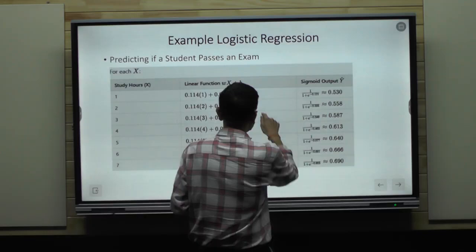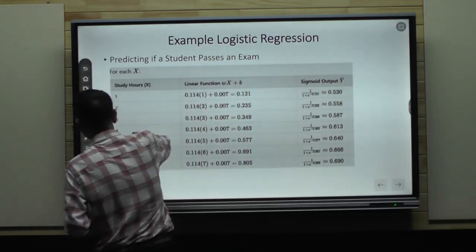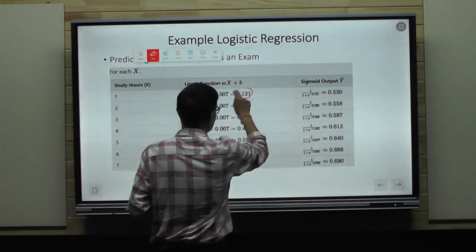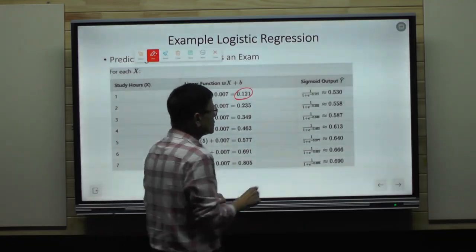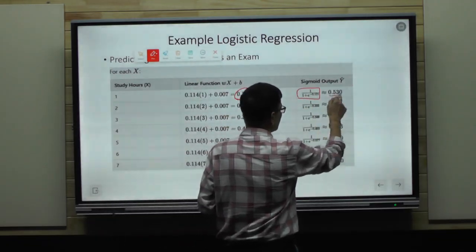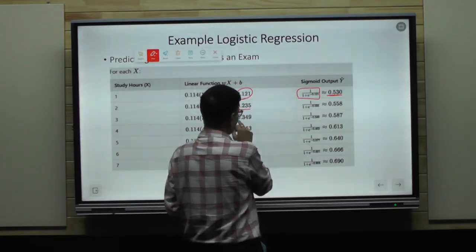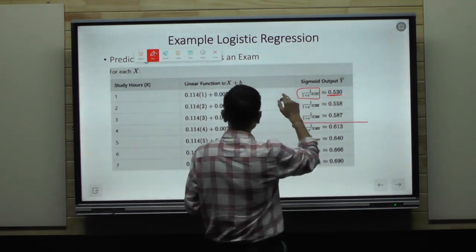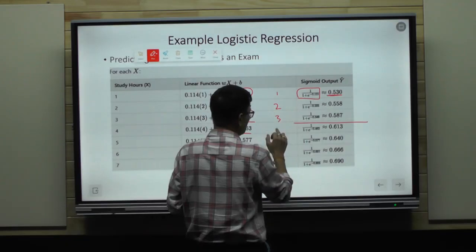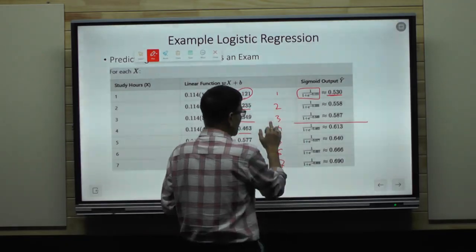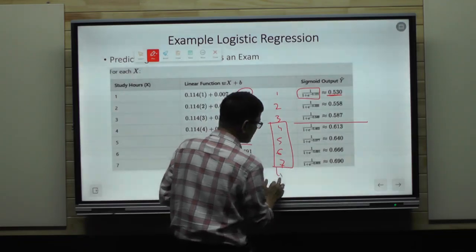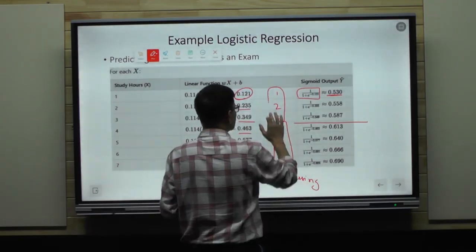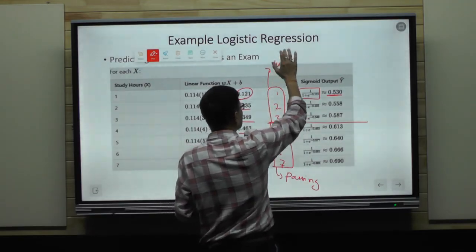Now this value, 0.121, is used in the sigmoid function and we get the new values. We repeat the same calculations for all the values. Remember that this is 1 hour of study, 2 hours, 3, 4, 5, 6 and 7. Among these, the student is passing the exam in one set, and failing the exam in the other.